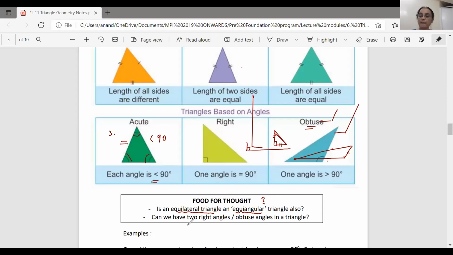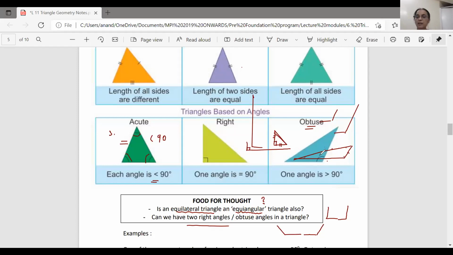Will I be able to draw a triangle which has two right angles in it? If yes, why? If no, why? Will I be able to draw a triangle which has two obtuse angles in it? If yes, why? If no, why? Will I be able to draw an equilateral right triangle? Will I be able to draw an equilateral obtuse angle triangle? So many questions you can ask yourself and try.